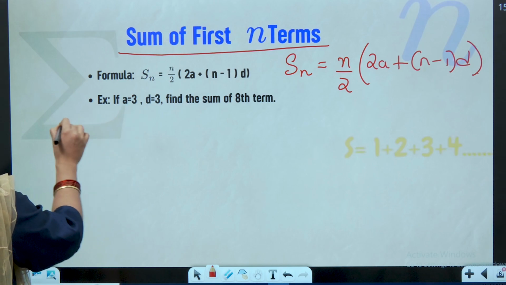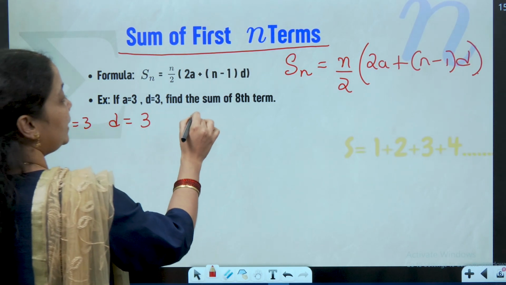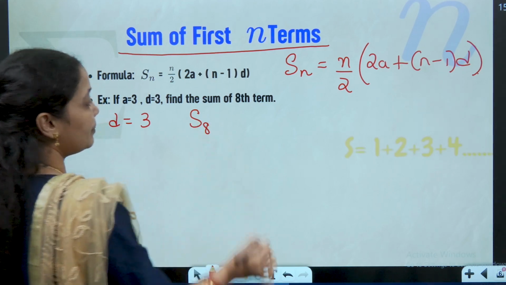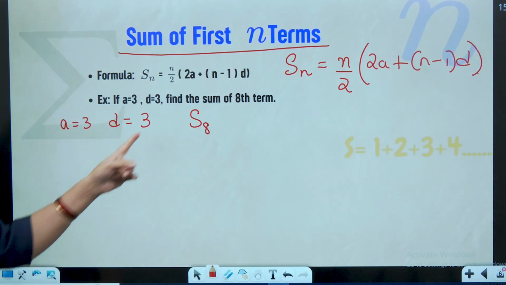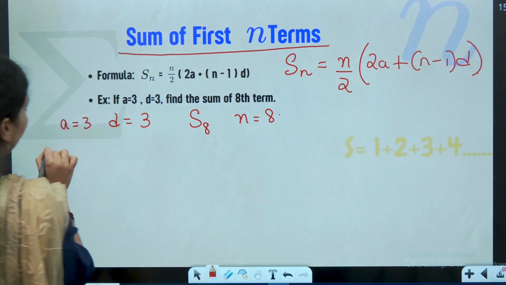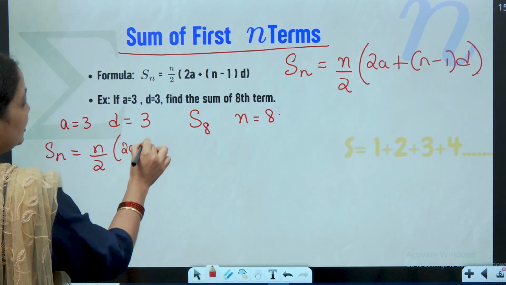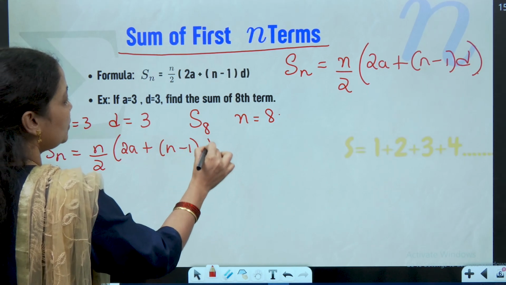In this, A is 3 and D is also 3. They are telling us to find the sum to 8th term, that means S8. When S8 is asked, obviously n will be 8. I'll apply the formula, write down the formula. Sn is equal to n by 2 into 2a plus n minus 1 into d.